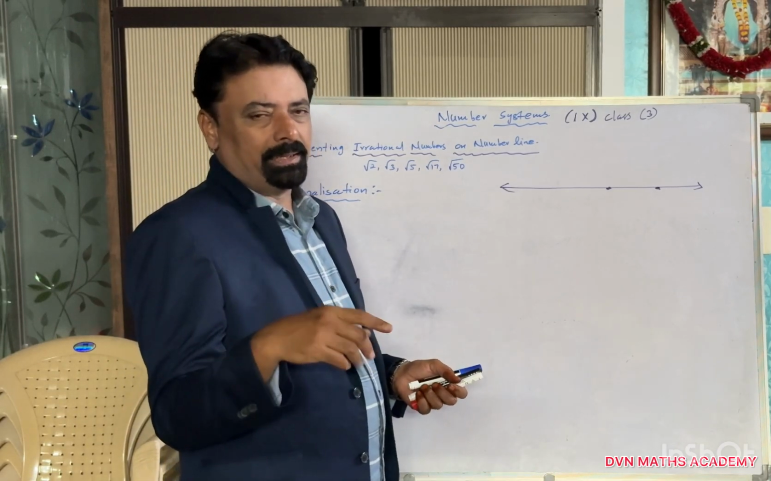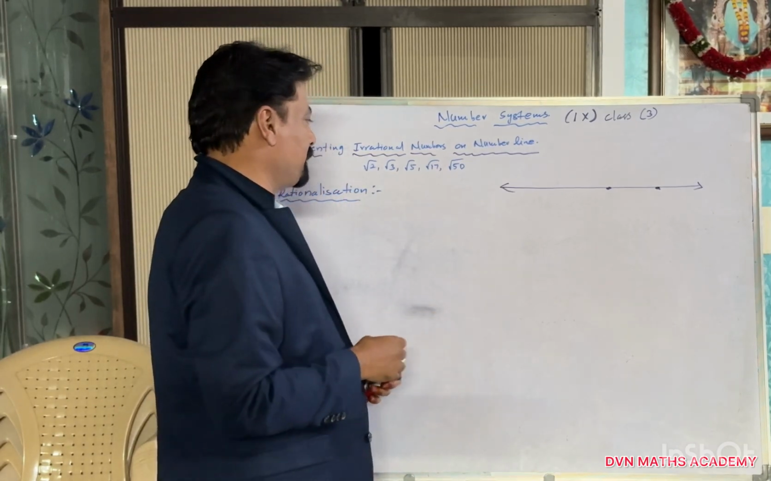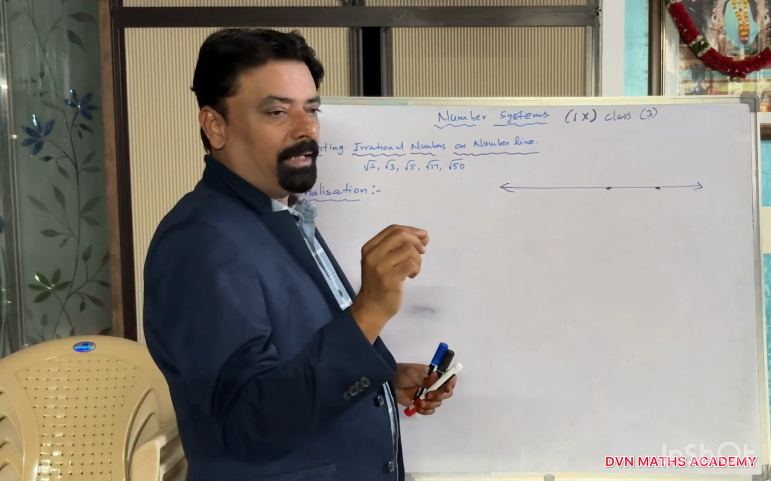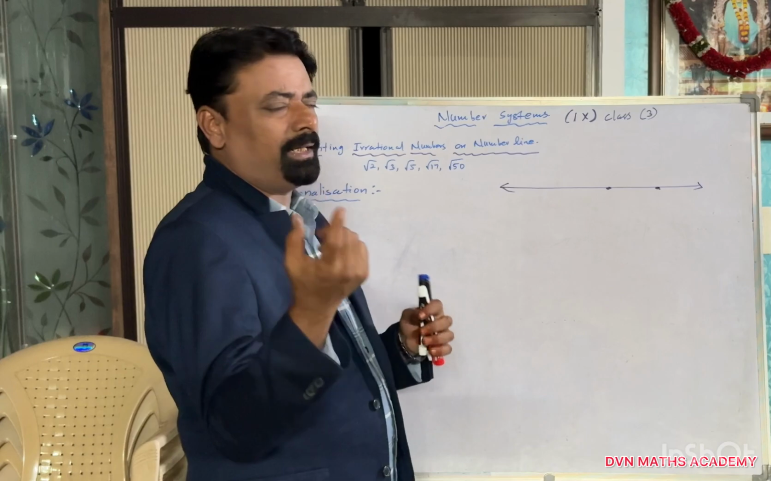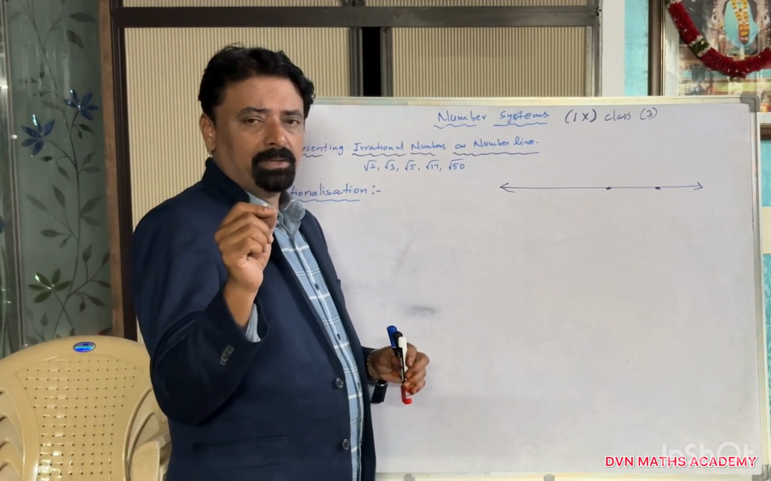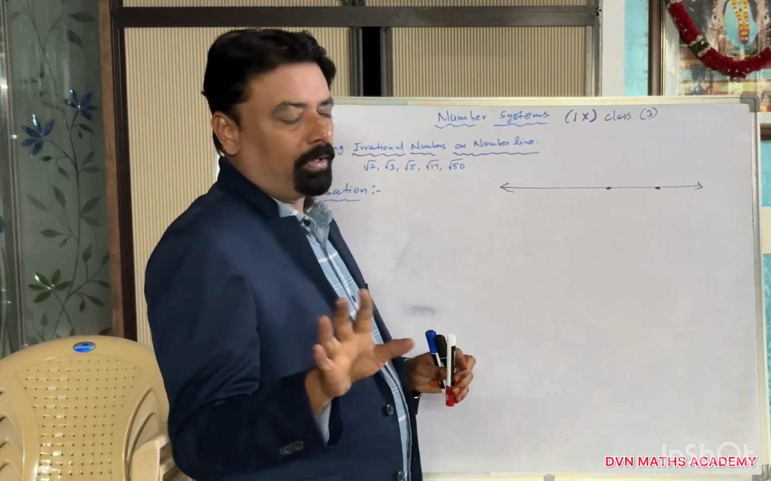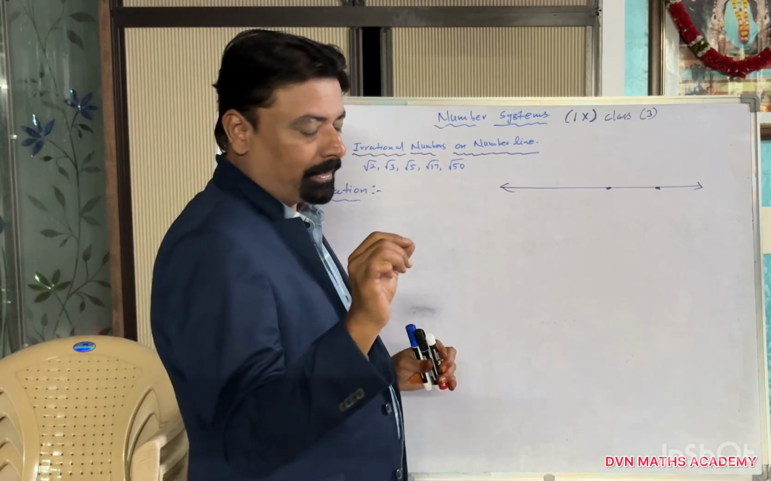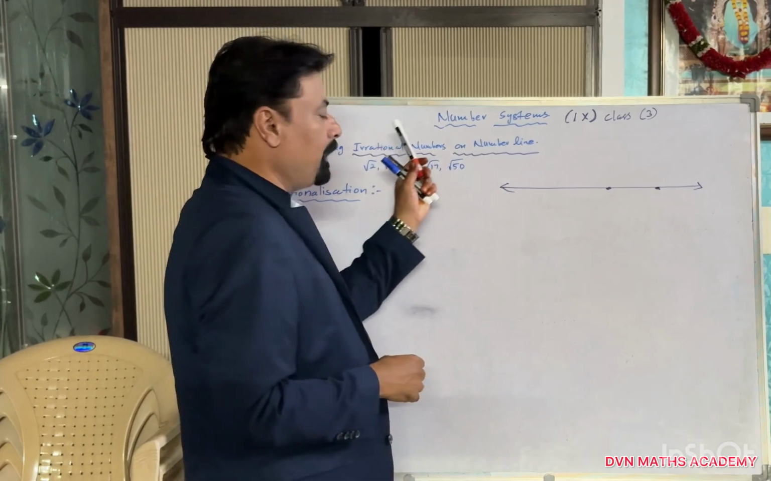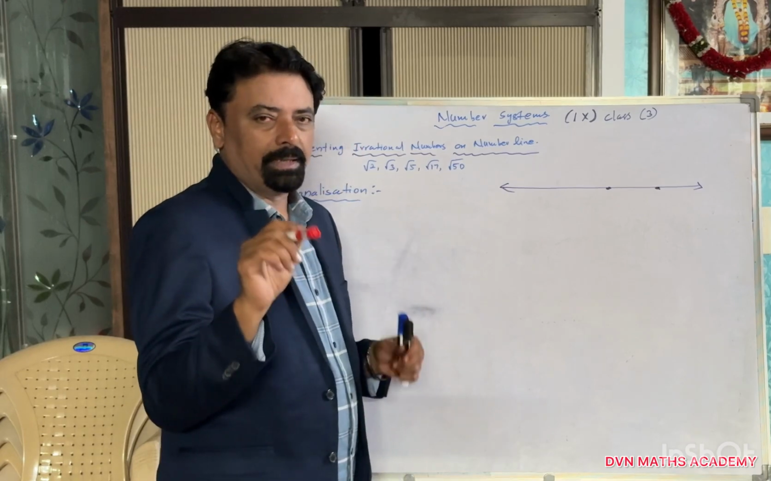So already you know the definition of an irrational number. I have explained two definitions. A number that we cannot represent in the form of a terminating or repeating decimal, that is, we cannot represent it in the form p by q. The second definition is: if n is a non-zero, non-perfect square number, then root n we can call an irrational number.